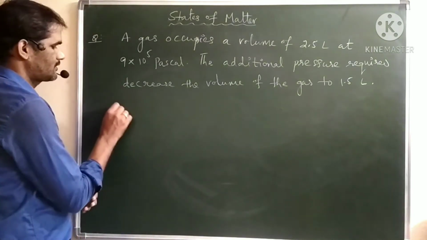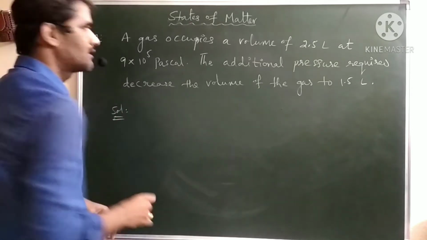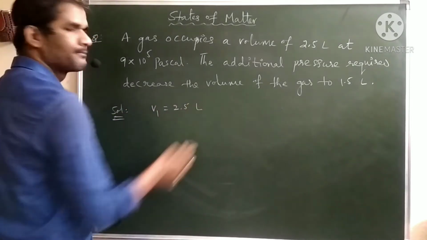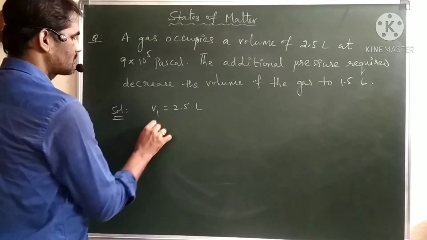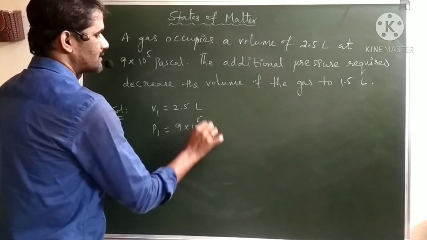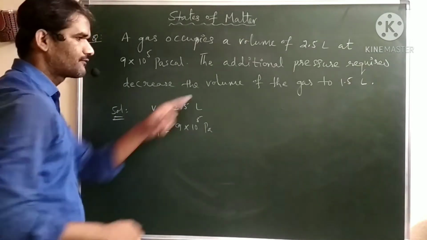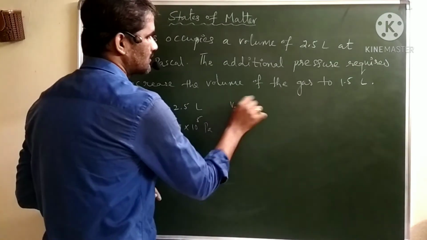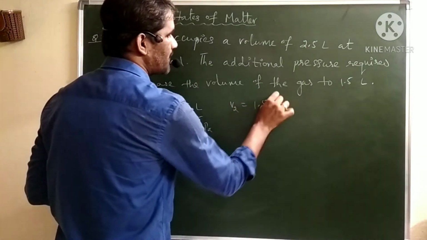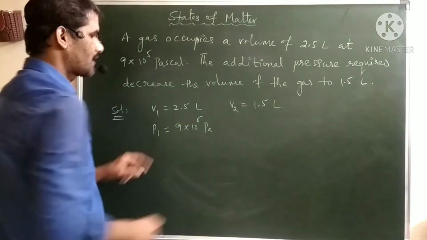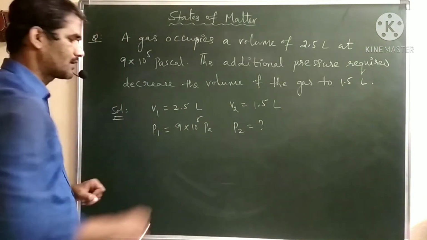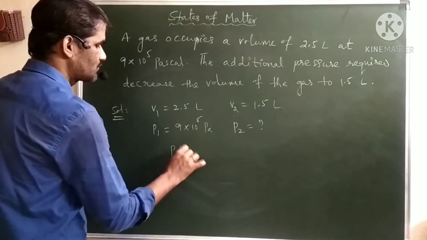For this, the solution: first of all, the initial volume V1 is 2.5 liters, and the initial pressure P1 is 9 into 10 power 5 pascals, and the final volume, we are compressing from 2.5 to 1.5 liters. Then the pressure we require: what is the final pressure first of all? Again the formula P1 V1 equals P2 V2.